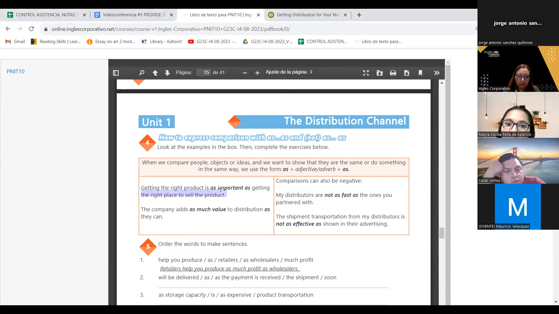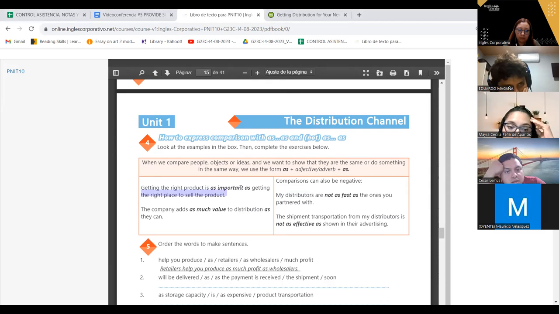Getting the right product is as important as getting the right place to sell the product. The company adds as much value to distribution as they can. Comparison can also be negative. For example, my distributor is not as fast as the one you partnered with. The shipment transportation from my distributor is not as effective as shown in their advertising. Advertising, okay. All right.